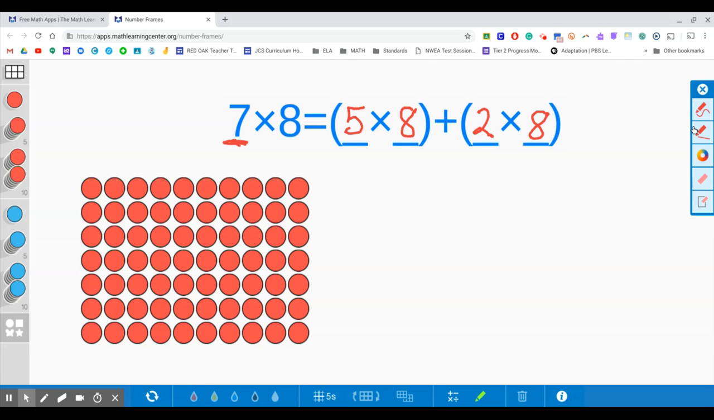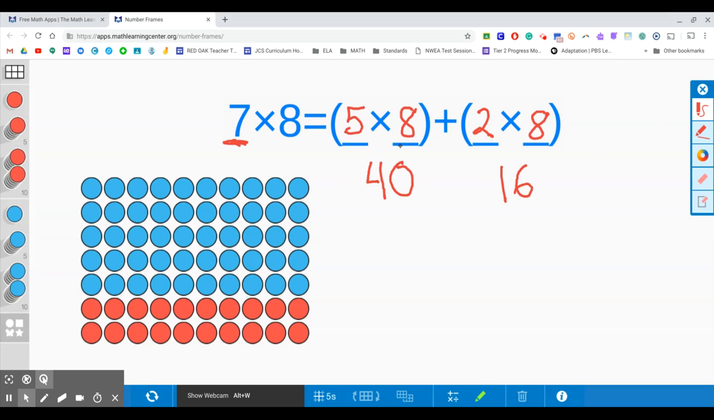Now, what that looks like on the array is this. We talk about how when you have a tough piece of steak or a tough piece of food that's hard to chew, it's easier to cut it down into smaller bites. And it's the same for math. If we can take a large problem that's giving us trouble, we can cut it down into smaller pieces and it's easier to solve. So I took my 7 times 8 array and I split it into 5 rows of 8 and 2 rows of 8. Now all I need to do is solve these smaller pieces here.